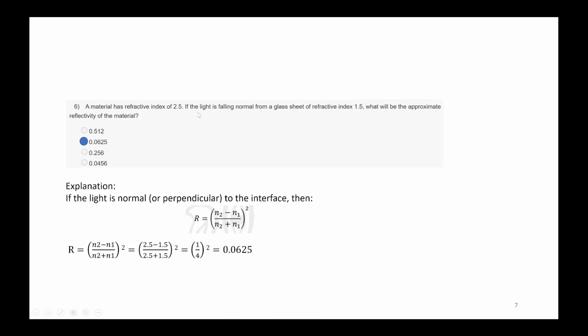So here N2 is 2.5, N1 is 1.5. So we'll be putting its value. 2.5 minus 1.5 will be 1 and 2.5 plus 1.5 will be 4. So its whole square, (1 by 4) whole square will be 0.0625.